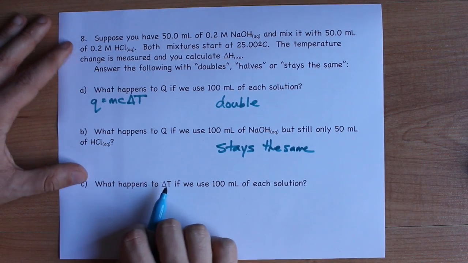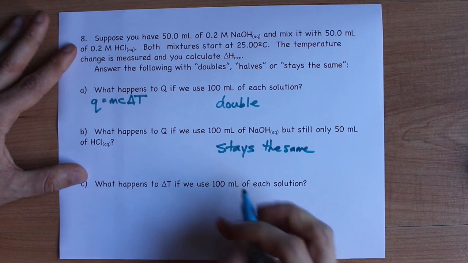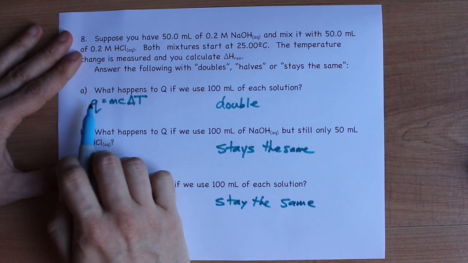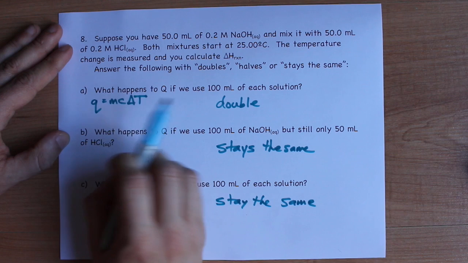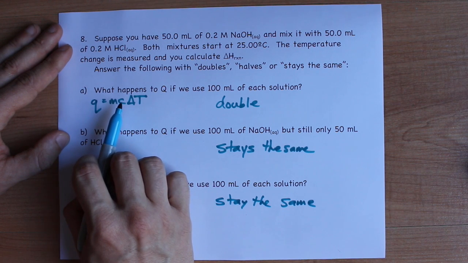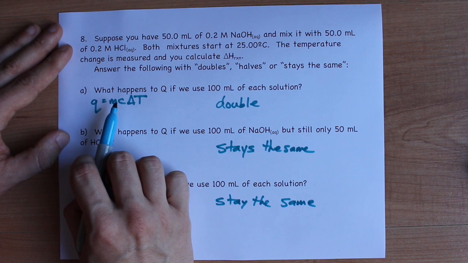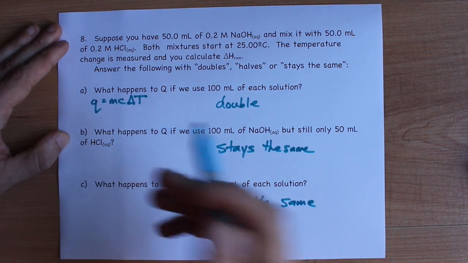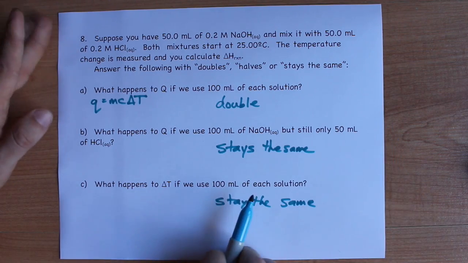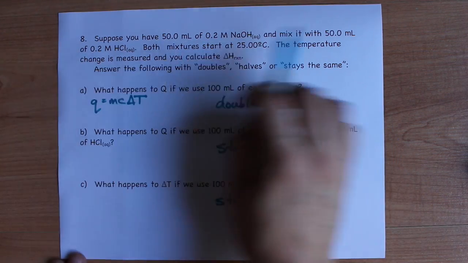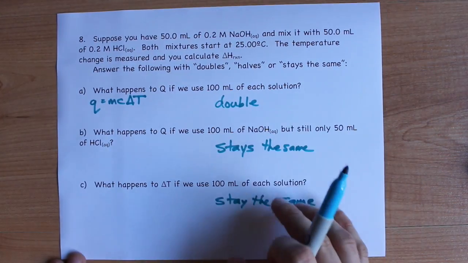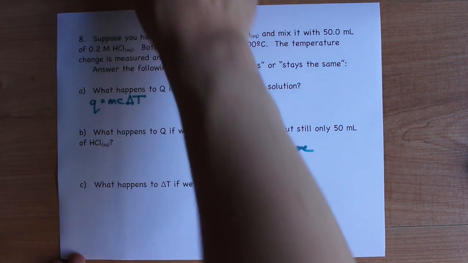The delta T, if you use 100 milliliters of each solution, is actually going to stay the same as well. And the reason is that you're going to get more heat out, yes, but the mass of water that you're heating up is also increasing. These two numbers are doubling. C is staying the same, and so delta T has to also stay the same. Just because you're mixing these solutions doubly as much doesn't mean it's going to double the temperature change. It just means double the heat is going to be exchanged.